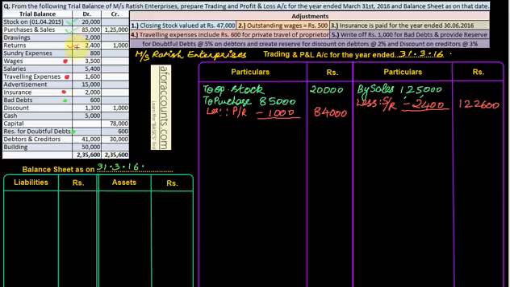Now drawings. Drawings are always subtracted from capital. So capital less drawings. Here it is 2,000. Okay. Now sundry expenses 800. Debit to your profit and loss account. Sundry expenses 800. To sundry expenses 800 in your profit and loss account.